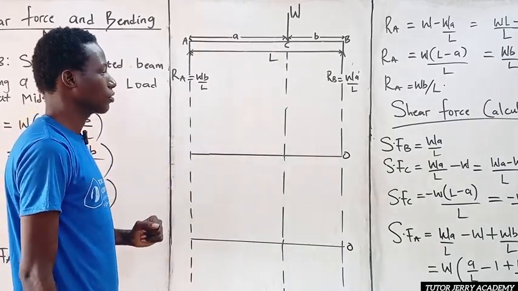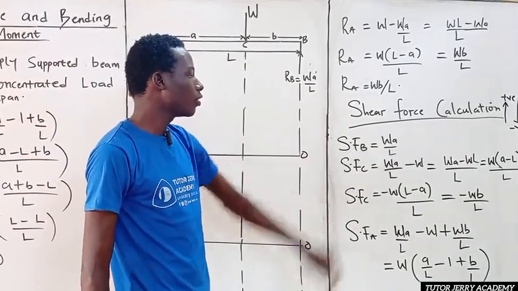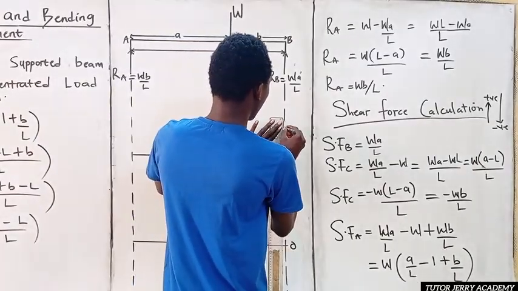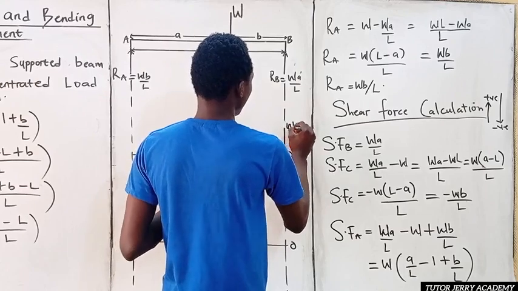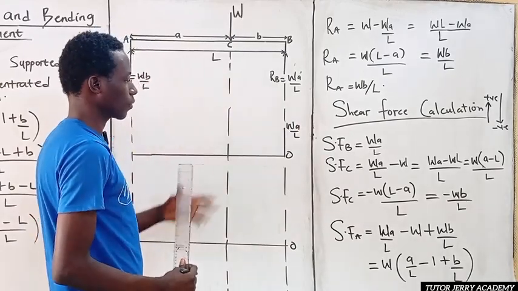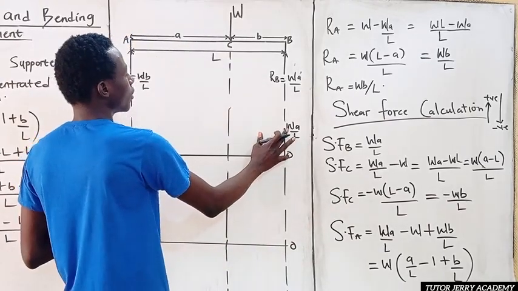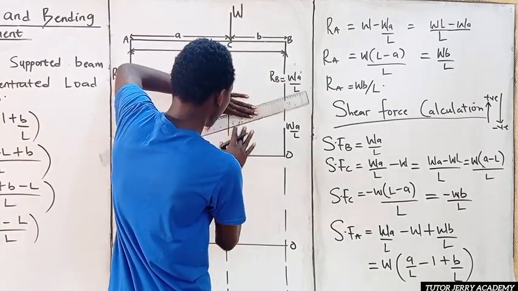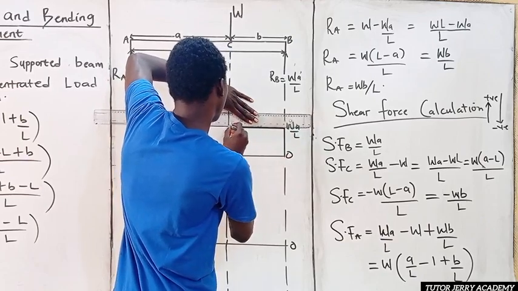So now let's draw the shear force diagram. Now at B, we have our shear force to be what? WA all over L, which is positive. So we are going to be tracing it. Let's take this point here to be our WA all over L. Of course, like I said before, going upward is positive and downward is negative. From this point even up to this point, there is no load, so we can represent that with a constant line. So this is what we have.